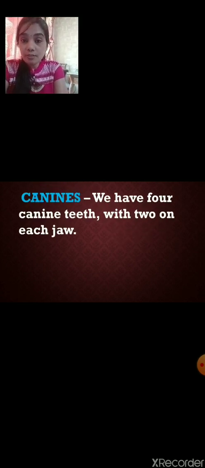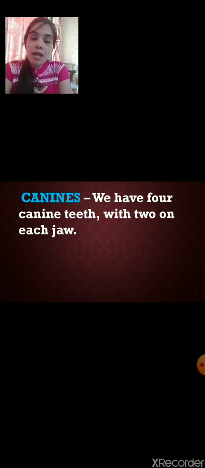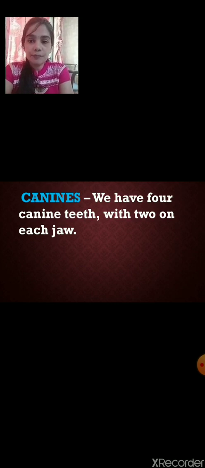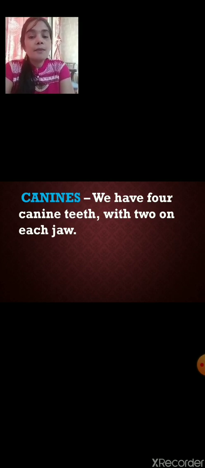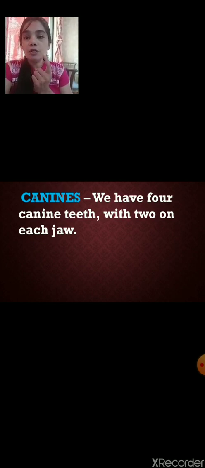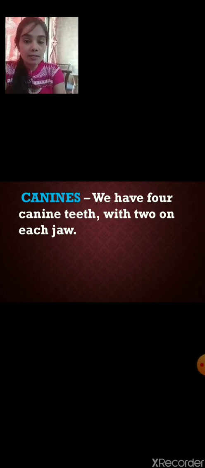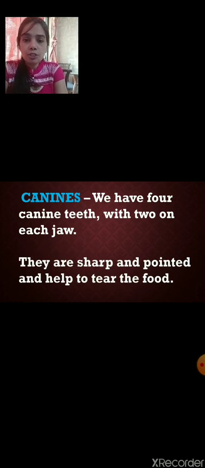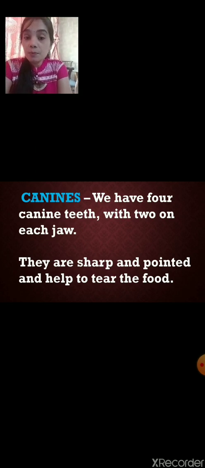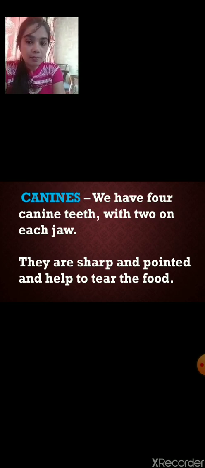And the next one is canines. So what are canines? Yes, we have four canine teeth. They are just next to the incisors, with two in each jaw. So upper jaw 2 and lower jaw 2. So they are called canine teeth. And what do they do? Yes, they help to tear the food and they are sharp and pointed.